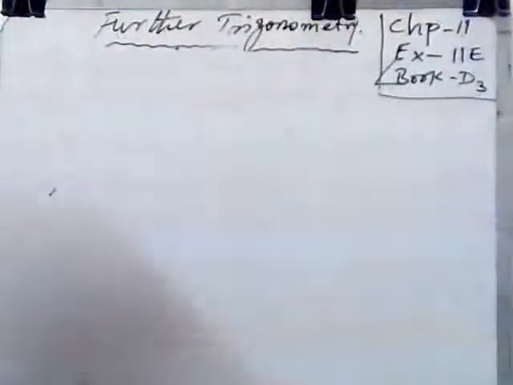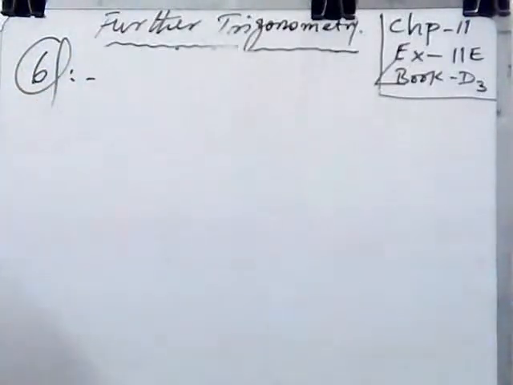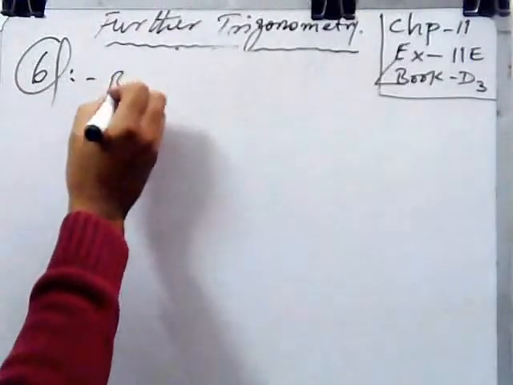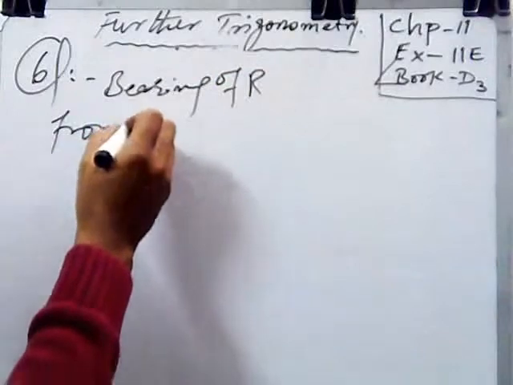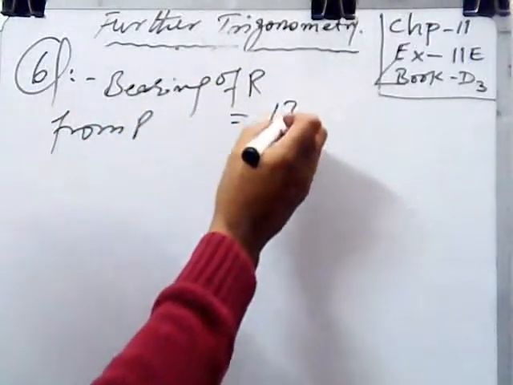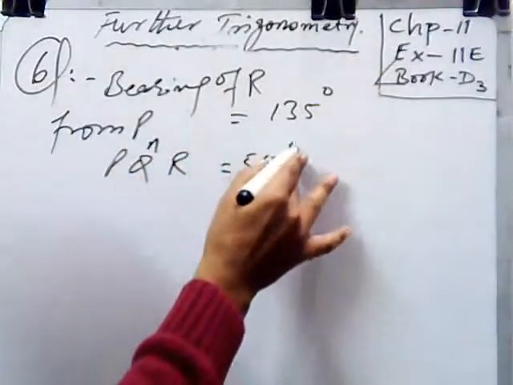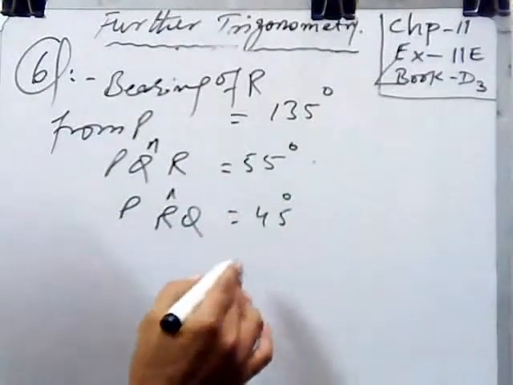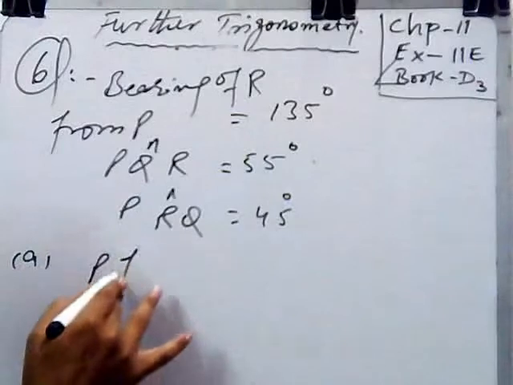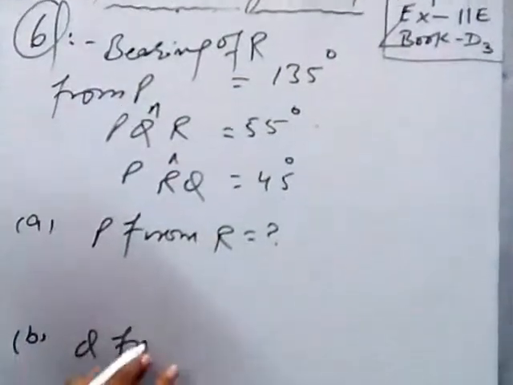Now in question number 6, the bearing of R from P is given to us, that is 135 degrees, and the angle PQR is equal to 55 degrees, where angle PRQ is equal to 45 degrees. Now in part A we have to find the bearing of P from R. Then in part B we have to find the bearing of Q from R.